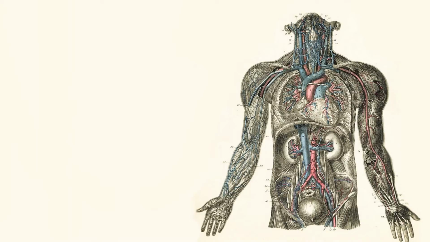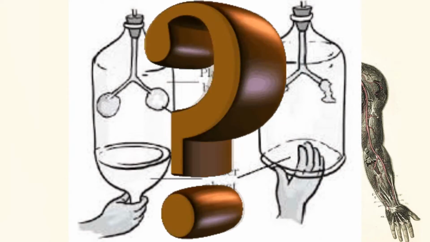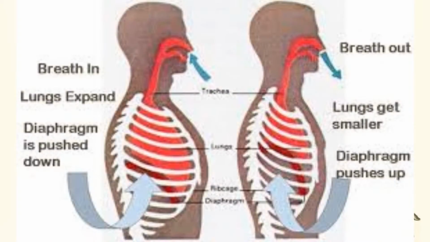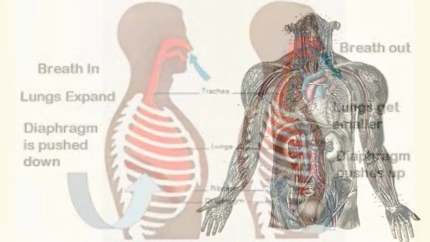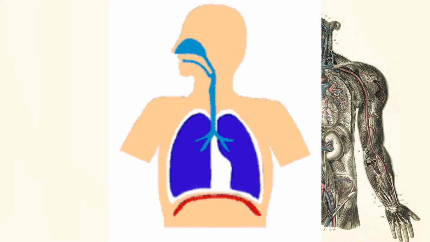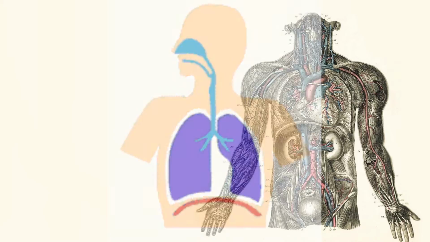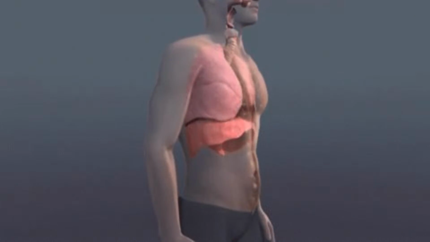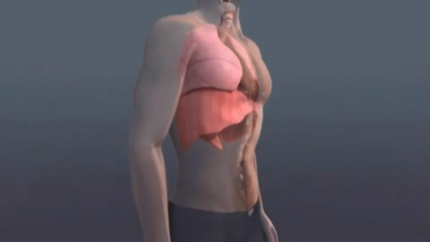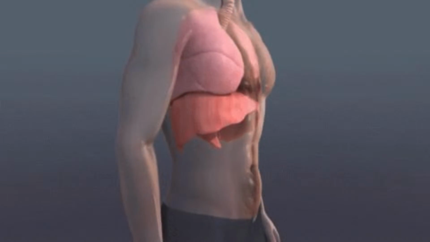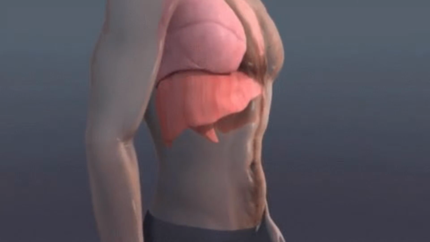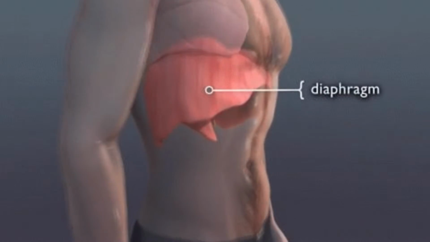So, if I want to explain how a model about breathing works, first I must explain how the actual process of breathing works in and of itself. When you breathe in or inhale, your diaphragm contracts and moves downward. This increases the space in your chest cavity, into which your lungs expand. The intercostal muscles between your ribs also help enlarge the chest cavity. They contract to pull your rib cage both upward and outward.